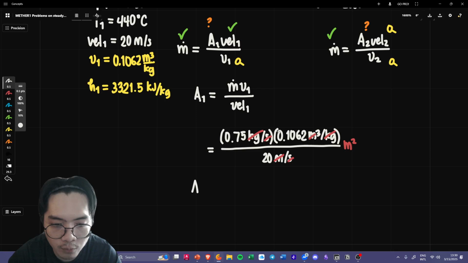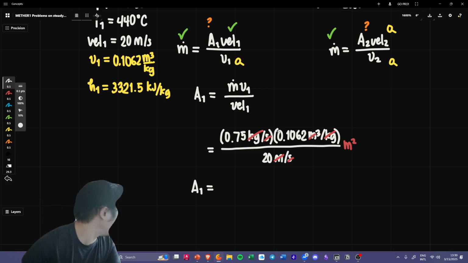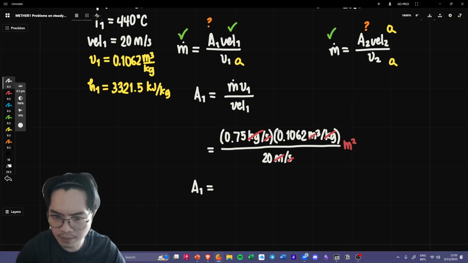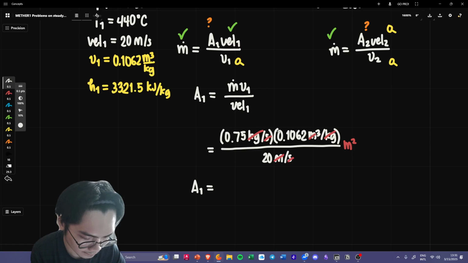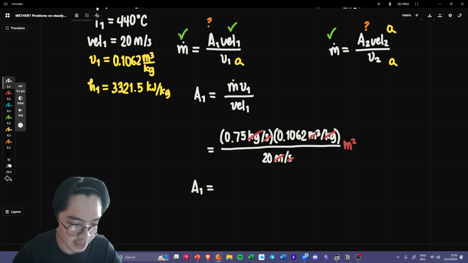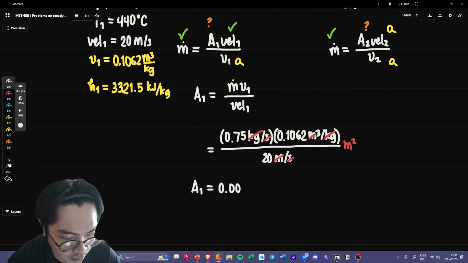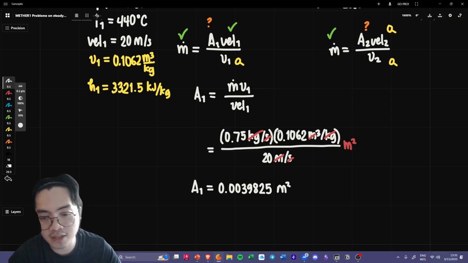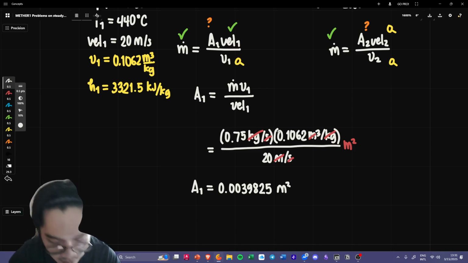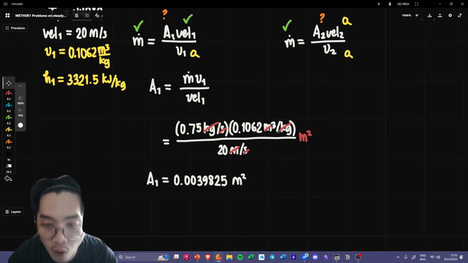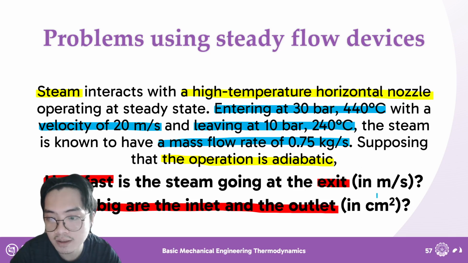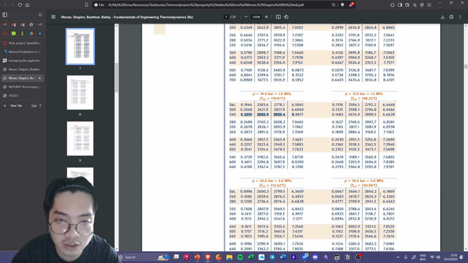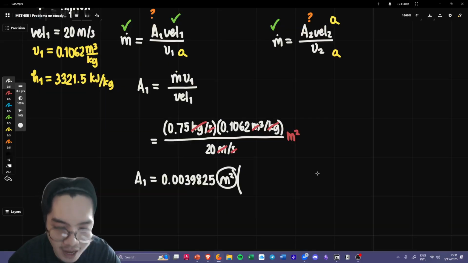And so your A1 will now be, excuse me, let me compute for this, 0.75 times 0.1062 divided by 20 meters per second. That will give you 0.003985 meters squared. And I'm doing as much as I can to get all of the decimal places that the calculator is giving me. Why? Because we're going to turn this into centimeters squared. Square centimeter. There you go.